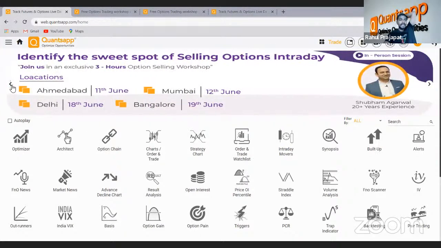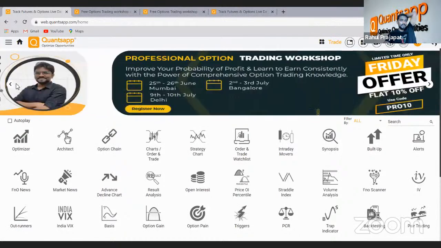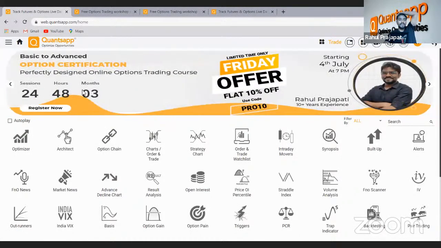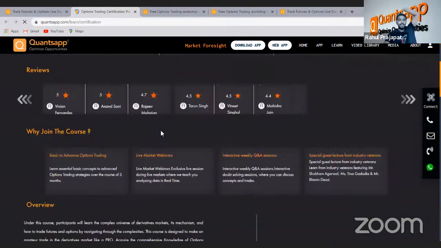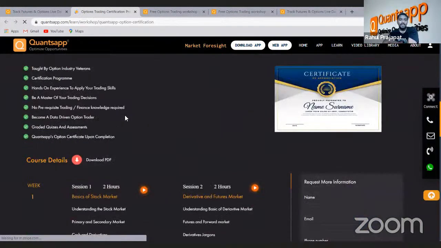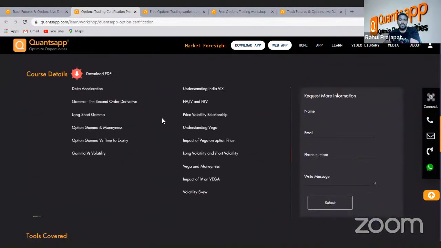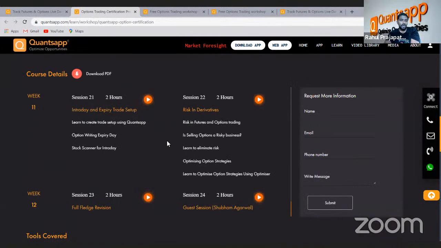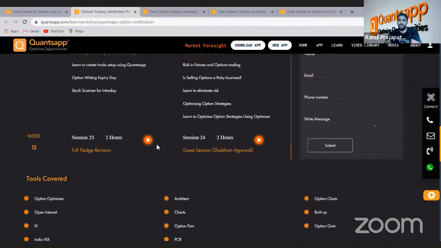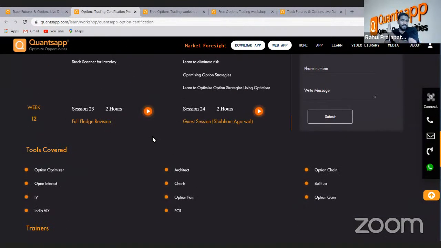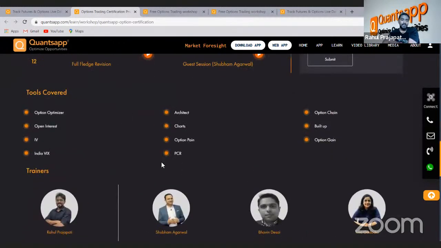This is detailed classes. If you see this, the certification, if you click on this, you'll get the detail about what it is and what things we are going to discuss. We have a lot of sessions in this, and in detail we are going to talk about a lot of things. We have 24 sessions approximately. We'll cover the full application in this. Tools that we're going to cover are these.